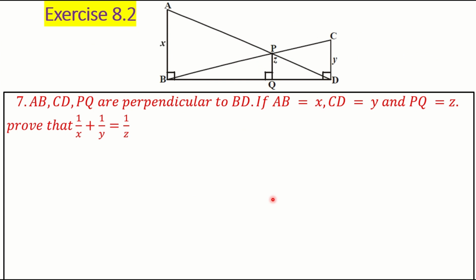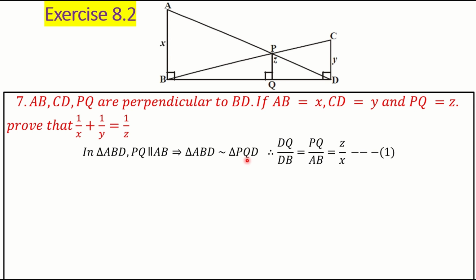Okay, so look at the above picture. AB, CD, PQ are perpendicular to BC. If AB equals X, CD equals Y and PQ equals Z, prove that 1 by X plus 1 by Y equals 1 by Z. This will also be proved using the similar triangle concept. In triangle ABD, PQ is parallel to AB because both are perpendicular to BD, so these two are parallel, which means ABD is similar to PQD.